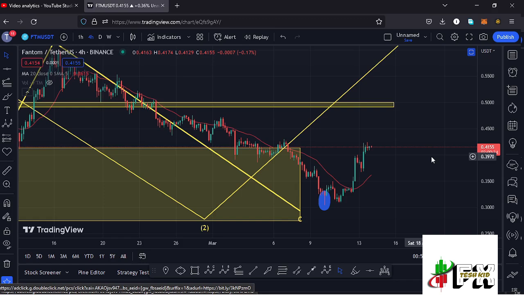I'll be giving you the latest developments that have been happening here on the Fantom chart, which at the time of this recording is holding above the 20-day MA here on the 4-hour chart, which is now acting as support for us to continue gearing up.